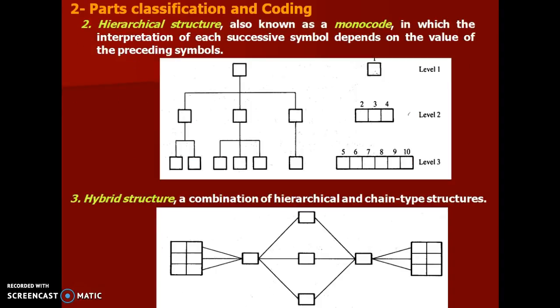The second is the hierarchical structure. It is also known as monocode, in which the interpretation of each successive symbol depends on the value of the preceding symbols. The third is the hybrid structure, which is a combination of hierarchical and chain type structures.